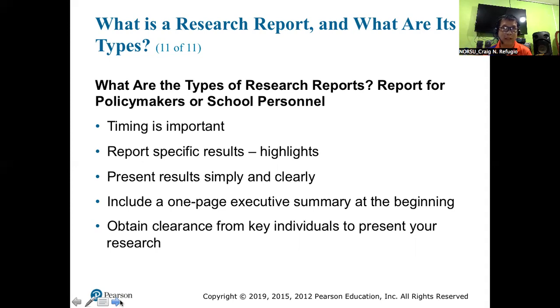And I guess you have actually read this one because I let you read different theses and dissertations of the Norsu Graduate School. So the first column is the problems, the specific problems. The second column is about the findings. The third column is about the conclusions. And then the last column is about the recommendations.